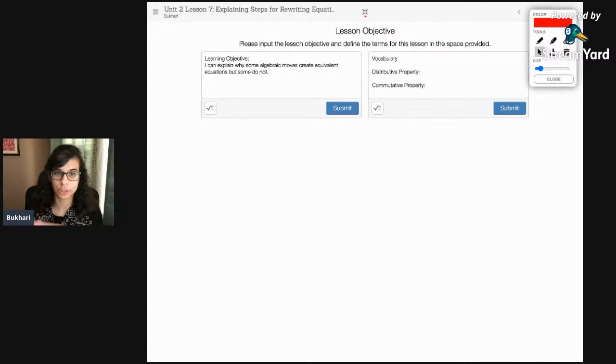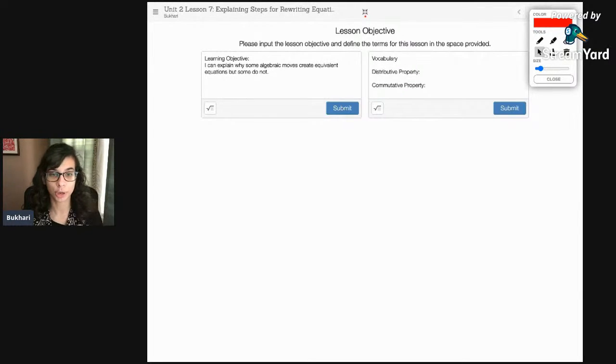What algebraic moves or operations do I do that can create equivalent equations and may not create equivalent equations? And so our learning objective today is I can explain why some algebraic moves create equivalent equations, but some do not. And so our vocabulary for this week is some review from elementary school and middle school, right?